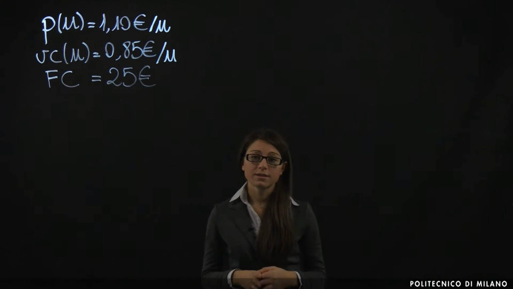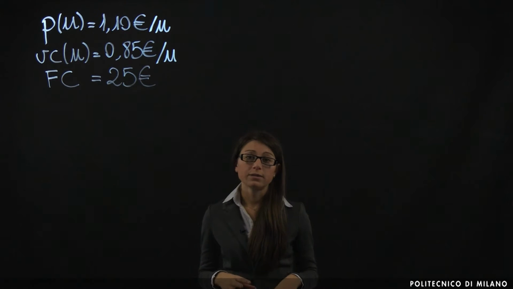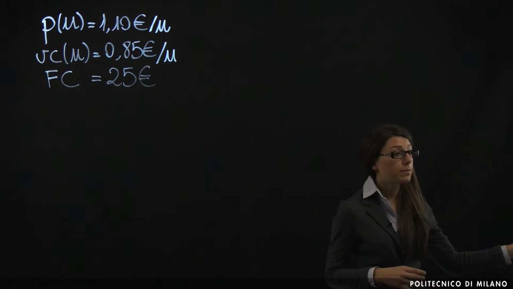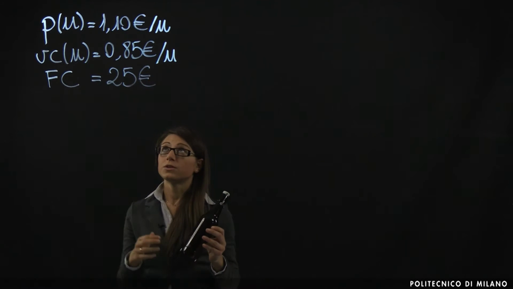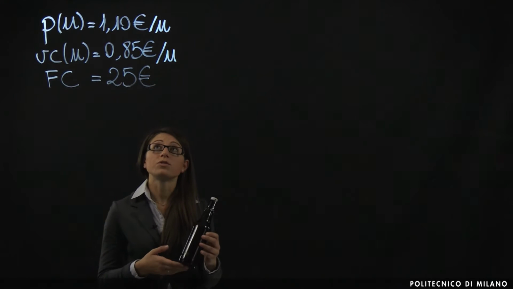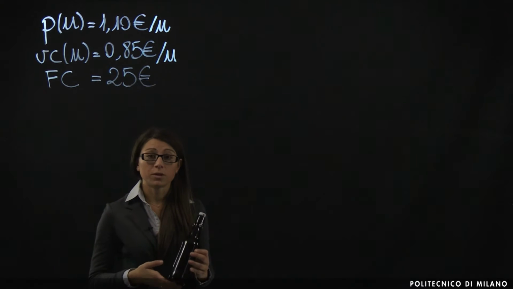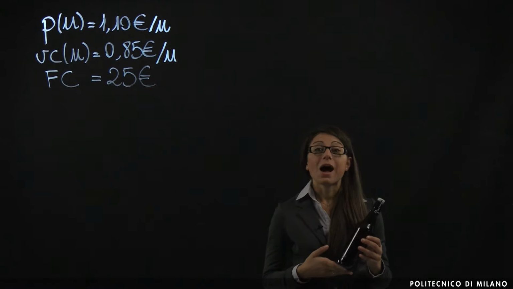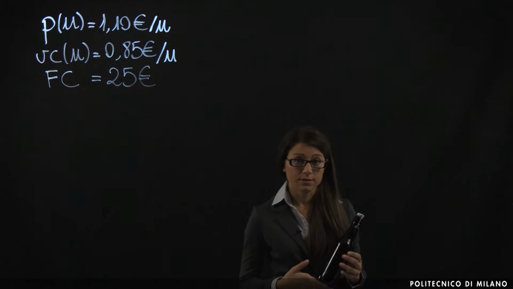In this class we will discuss an exercise on the break-even point. The starting point still is represented by our brewery company that realizes beer type A, and we have the following data available. The unitary price is 1.10 euros per unit, the unitary variable cost is 0.85 euros per unit, and the fixed costs are 25 euros. Given this data, we are required to calculate how many units the company should produce and sell in order to break even. That's our question.